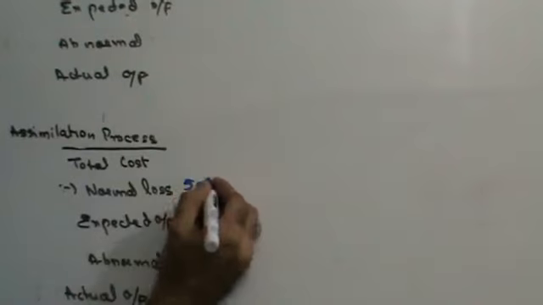For ingestion process, they've given you normal yield is 80%. That means normal loss is going to be 20%. For digestion process, they've given you normal yield is 60%. That means normal loss is going to be 40%. Whatever is the normal output, 100 minus normal output will give you the normal loss. Similarly, assimilation process, normal yield is 50%. That means normal loss will be 50%.